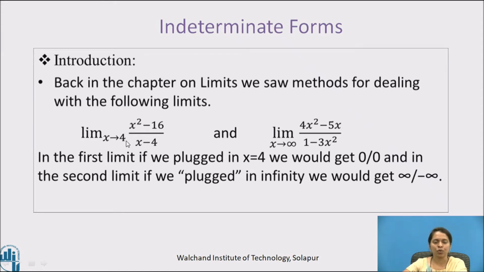Limit x tends to 4 of numerator x square minus 16 divided by x minus 4. And another example is limit x tends to infinity, numerator 4x square minus 5x divided by 1 minus 3x square. Now, if you carefully observe the two limits, in the first limit, if we plug in x equal to 4, we would get a 0 by 0 form. And in the second limit, if we plug in infinity, we would get infinity upon minus infinity form.